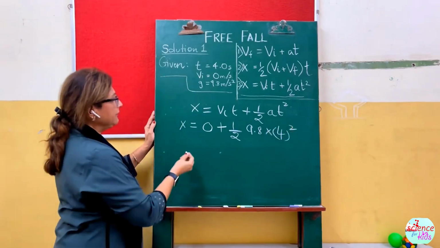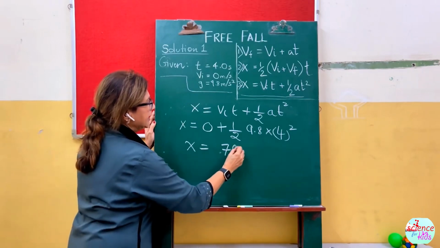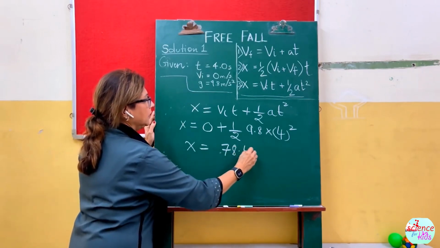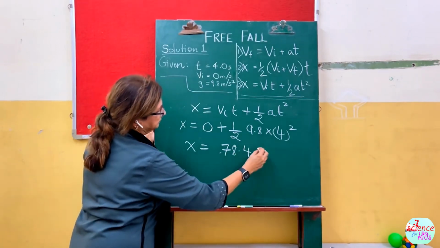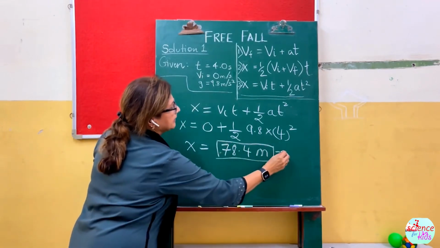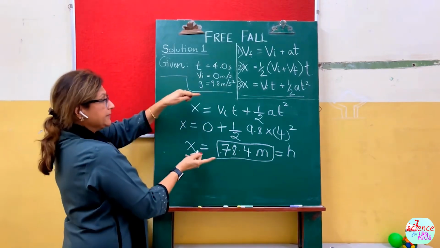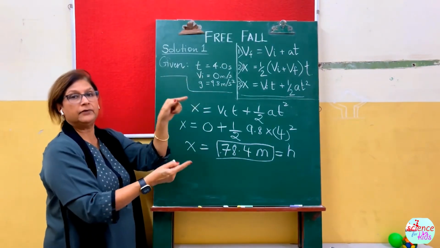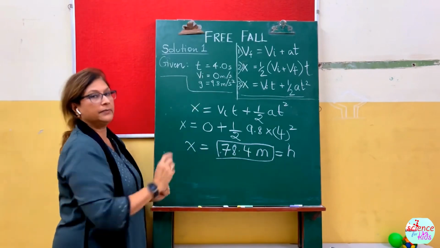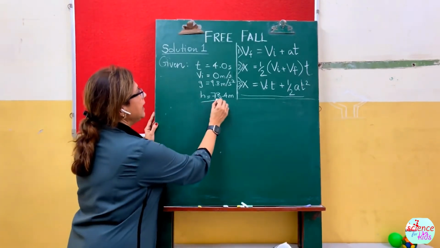So if we calculate this, this comes to 78.4 meters. So this is the height of the building. That much distance has been covered by the ball when it's dropped from a particular height. Okay, so we got our first answer, that was the height.